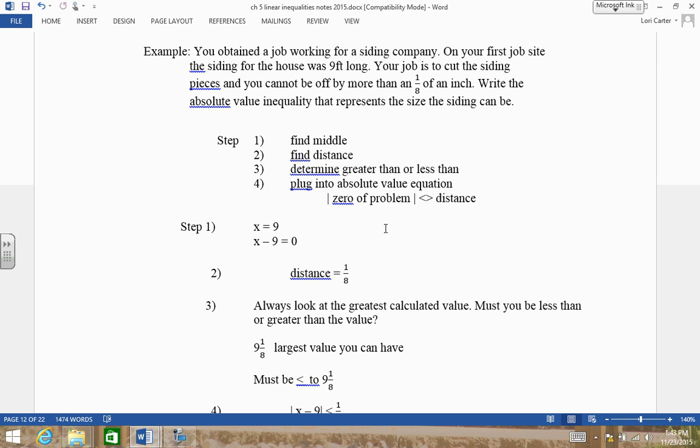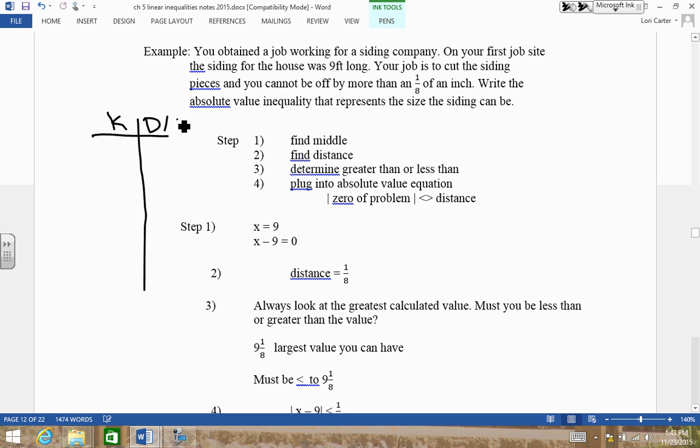You're working for a siding company. It's your job to cut the siding. It must be 9-foot sections. You can be off by 1/8 of an inch, or you're fine. Okay, so what's the middle and what's the distance? What should every siding piece be? 9 feet. You have to cut them 9 feet long.